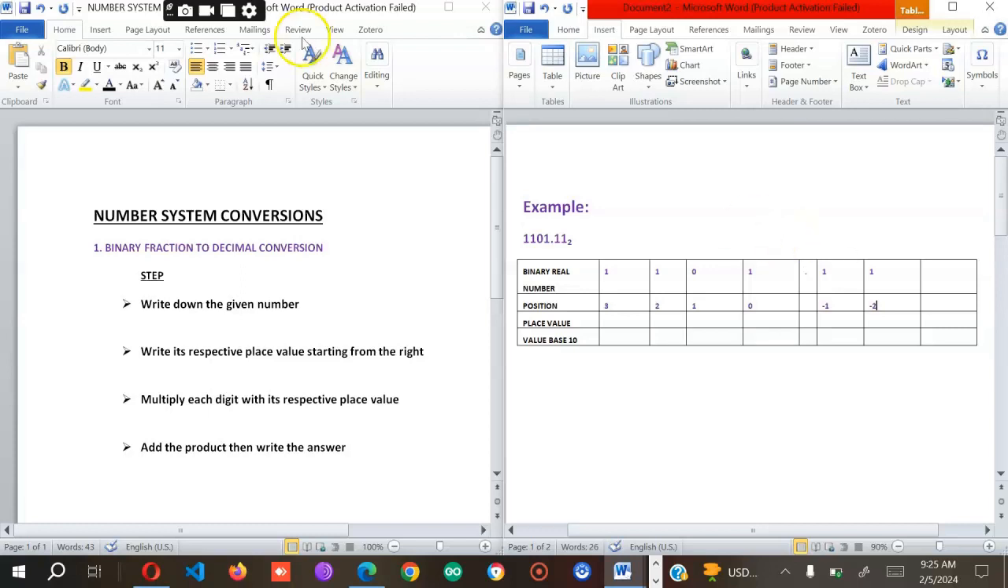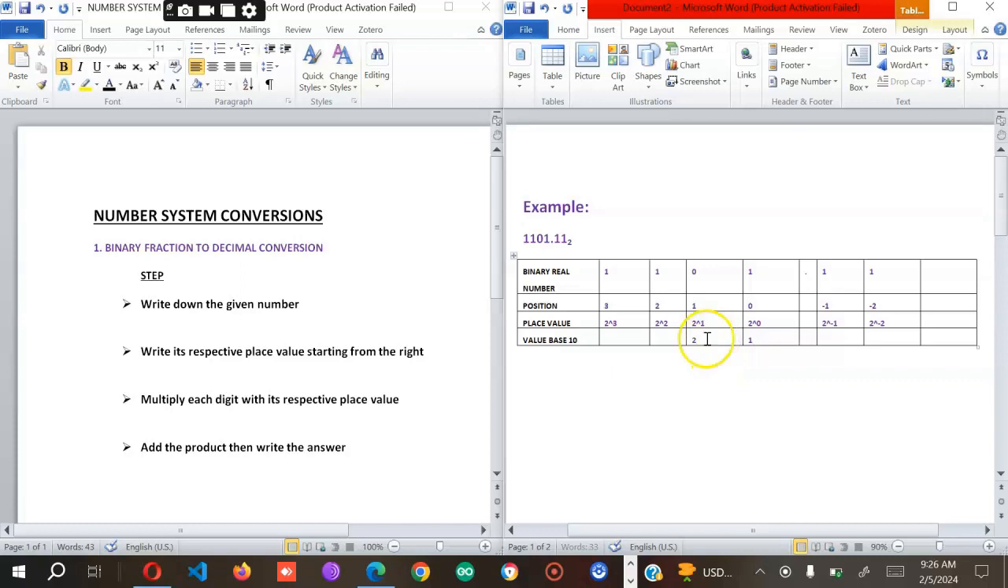Okay, having done that, let's try to get the place value. This is supposed to be base 2, therefore this one is 2 raised to power 0, while this is 2 to the power 1, this is 2 to the power 2, and 2 raised to power 3. So these are the bases raised to the position. Then on the other side after the point we have 2 raised to power -1, and 2 raised to power -2.